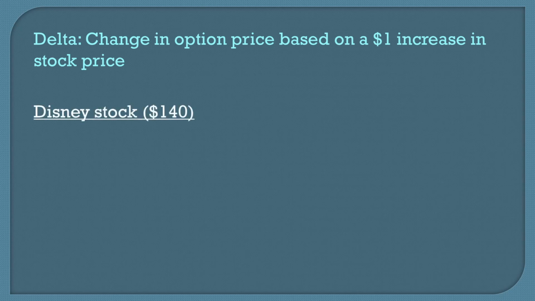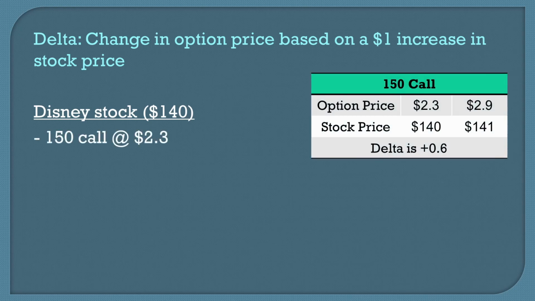Let's say you're looking at the stock for Disney and the current price of Disney is $140. You bought a $150 call for Disney and you paid $2.30 for this call option. If the delta is 0.6, what this means is when the stock price for Disney increases by a dollar to $141, your call option will increase by 60 cents to $2.90. That's how you interpret delta.